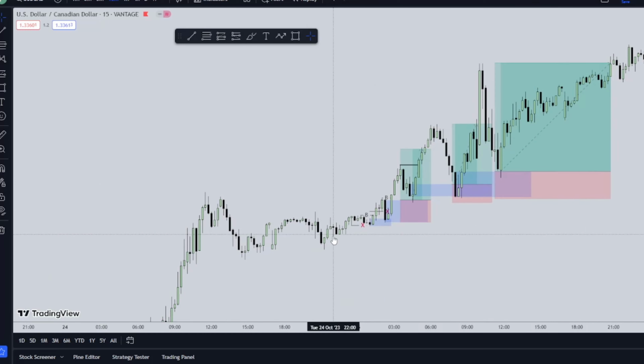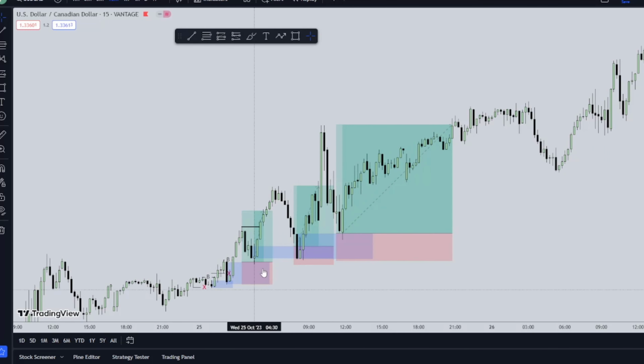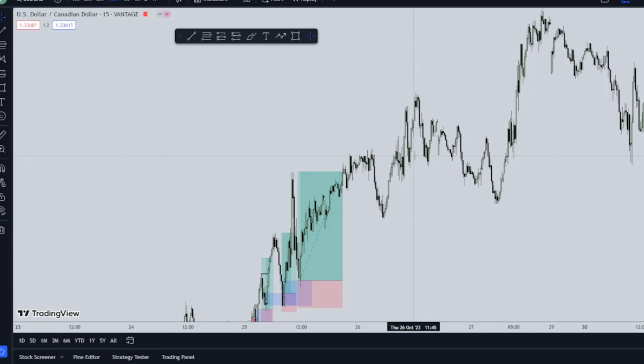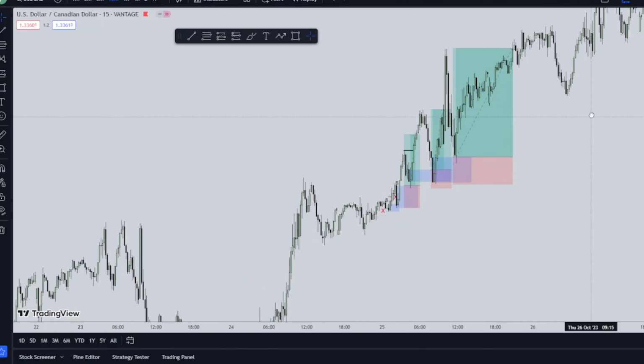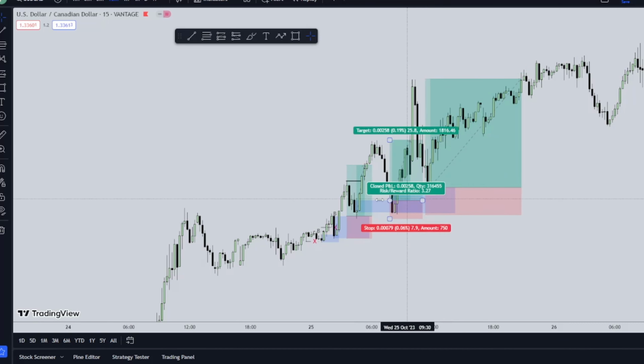So binabasa mo yung order flow. Ano ba ang nire-respect niya? Bearish or bullish order block ba? Bearish or bullish fair value gaps ba? See? So yan, sobrang ganda ng order flow natin dito. Ang daming propulsion block na nabuo.